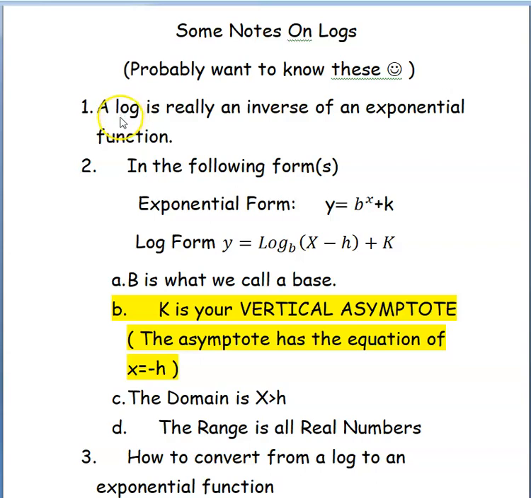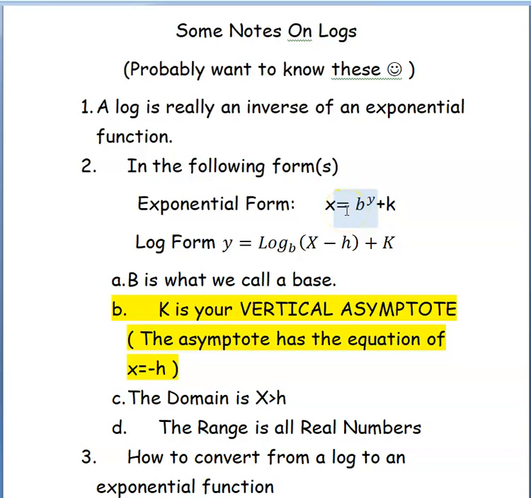So, a log is really an inverse of an exponential function. Now, how do I know this? Well, here's an exponential function, y equals b^(x plus k). Now, as we know from finding inverses several times this year, what do I do to find an inverse? I switch x and y. But when I do that here, I've got a problem. How do I get y by itself? I can't. Y is in the exponent now, which is a problem.